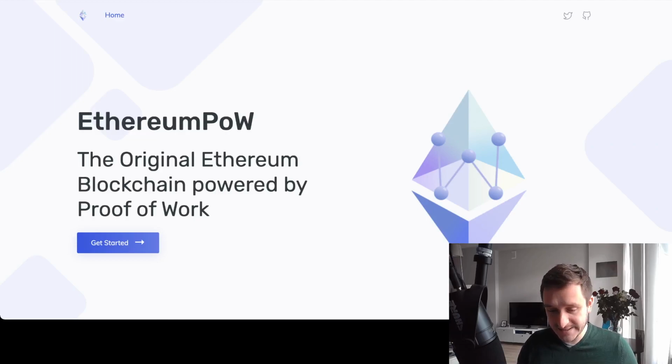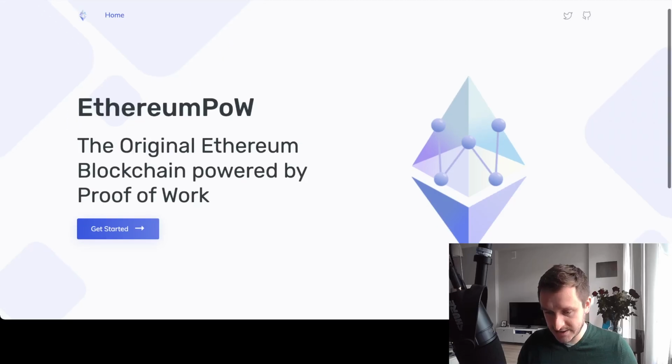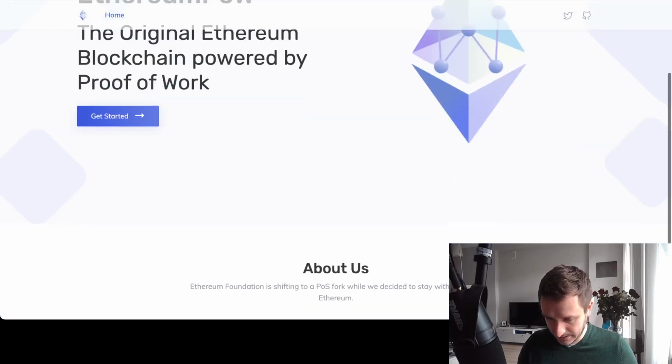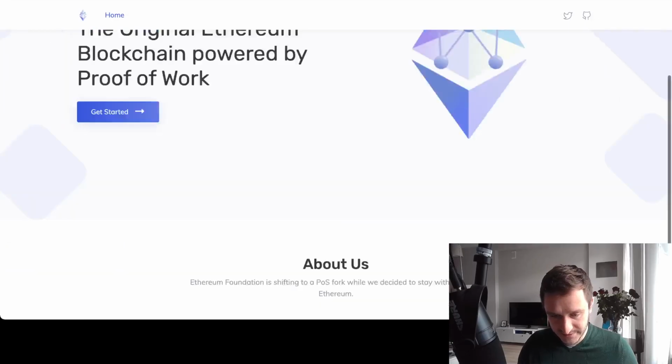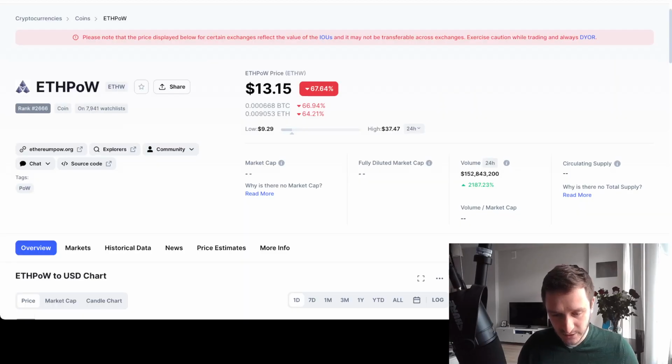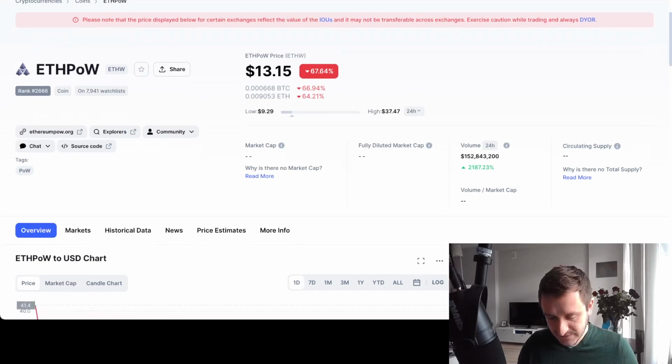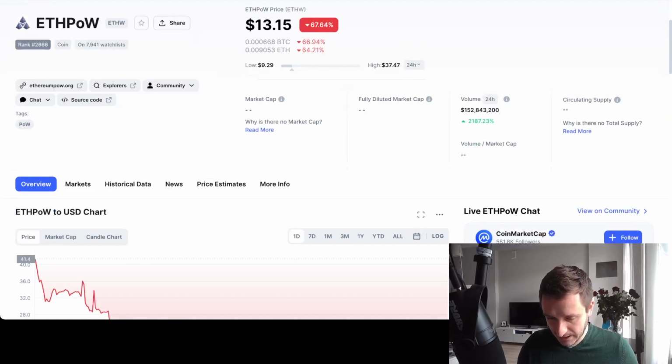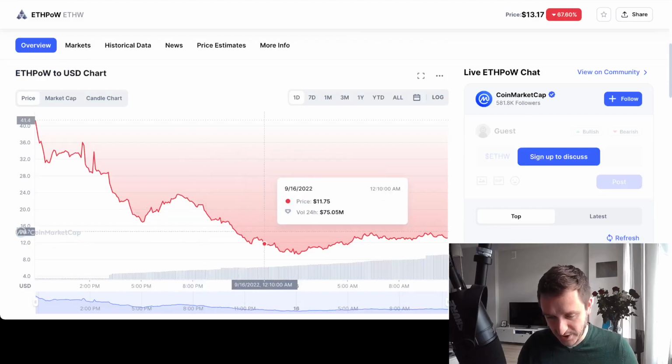So the first one is EthereumPoW, or POW. Basically, this one was the first and currently is the largest. You can see the whole website. The website is EthereumPoW.org. The coin is listed on CoinMarketCap. It's around $13. Of course, there was a lot of selling pressure. It was around $20 yesterday.